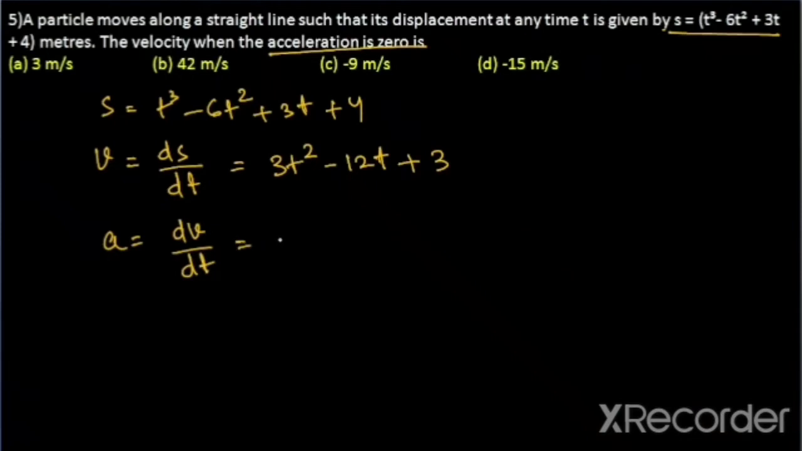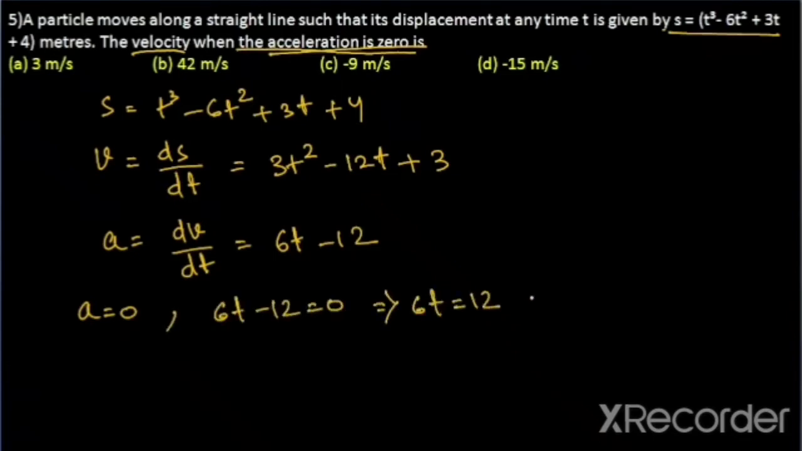Now again differentiating, 3 into 2, 6t minus 12. Acceleration is 6t minus 12. So according to the question, velocity when acceleration is 0. Acceleration is 0 means 6t minus 12 is equal to 0. That implies 6t is equal to 12. That implies t is equal to 2 seconds.